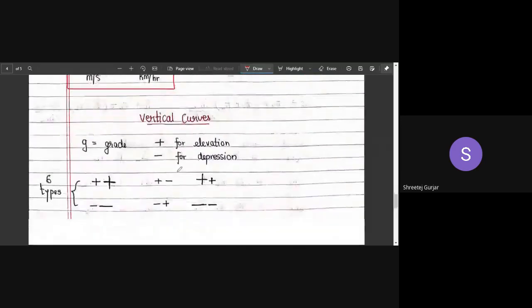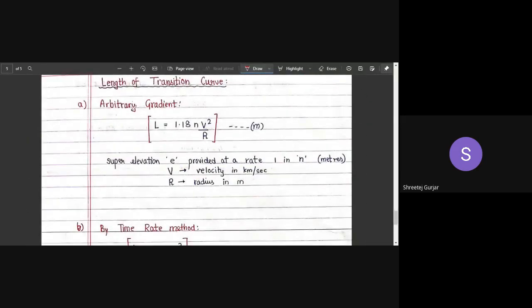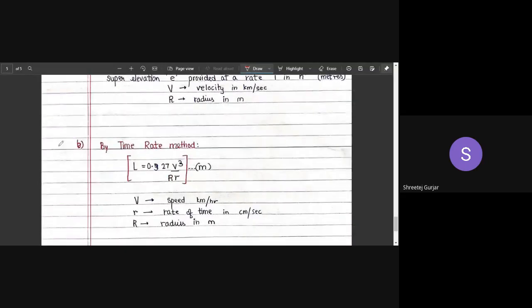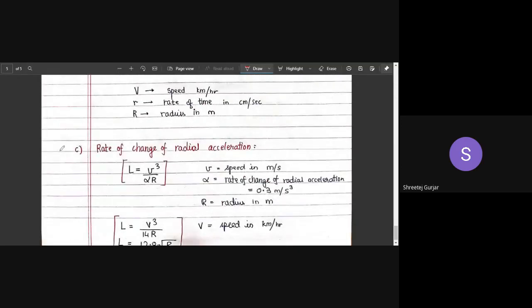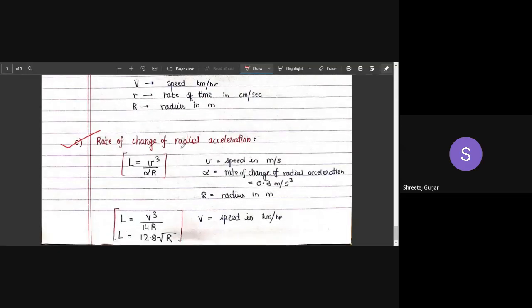And then we have the length of transition curve, which I have explained yesterday. We have three formulas: the arbitrary formula, the time rate method formula, and then rate of change of radial acceleration. Right? We have these three formulas which you can use to calculate the length of the transition curve.